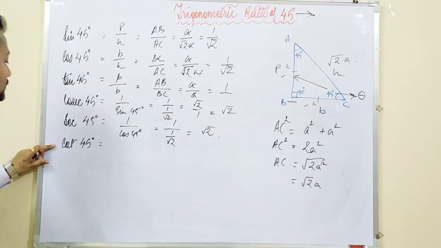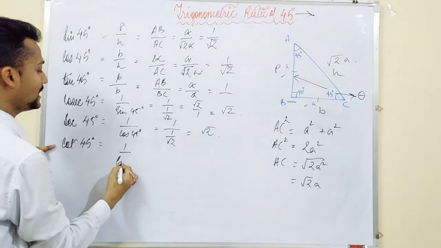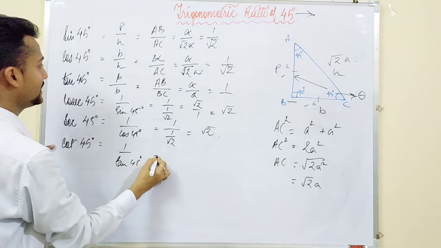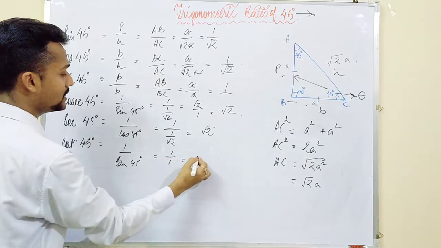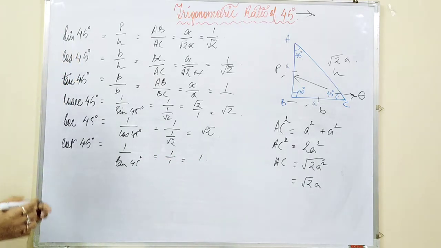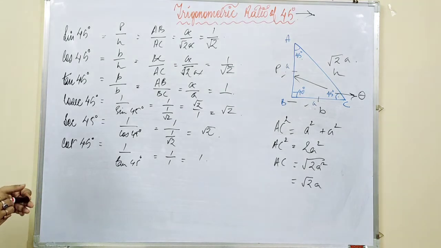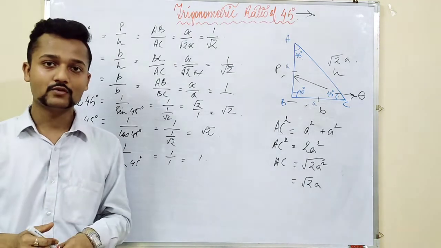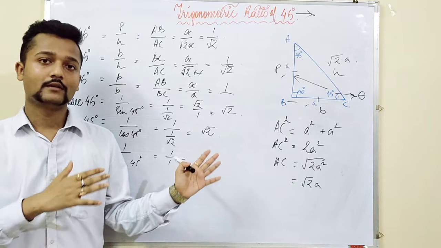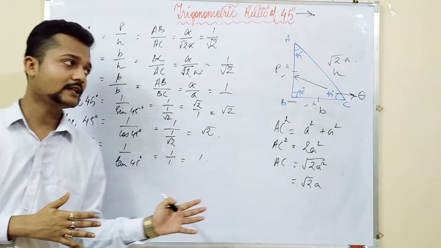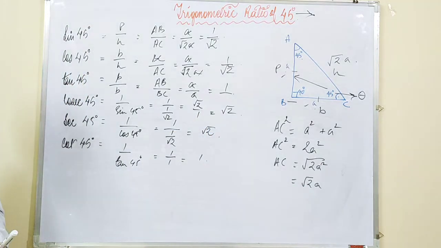Isn't it? Cot 45 is equal to 1 by tan 45 degree. Tan 45 is equal to how much? 1 by 1 is equal to 1. So with this we come to the end of the various trigonometric ratios of 45 degree. So if you have understood, note it down. If you want to note it down, then we are going to move on to the next part of today's topic.